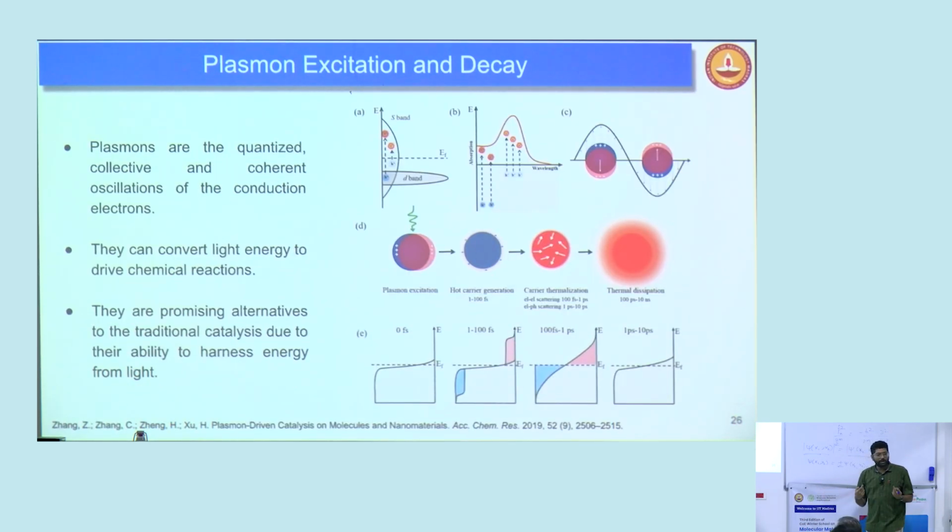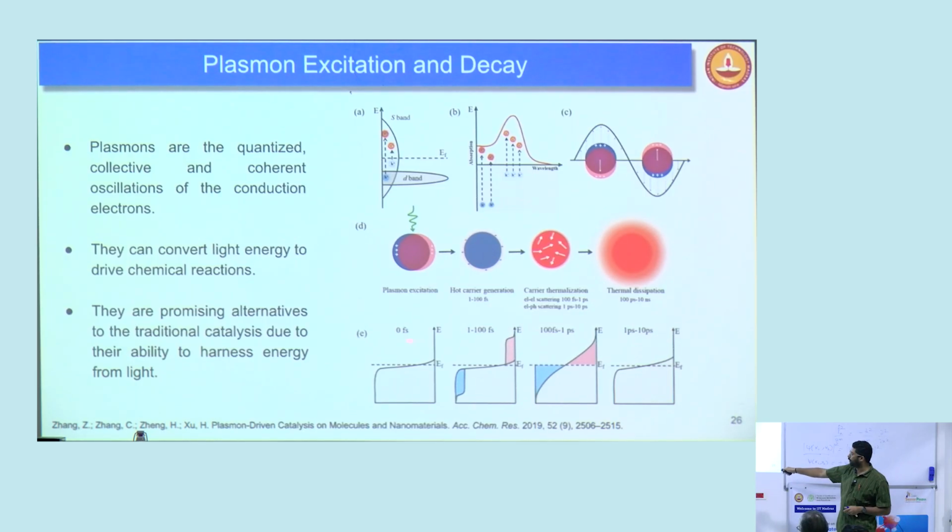So, why plasmons are interesting: they are promising alternatives to the traditional catalysis due to their ability to harness energy from the light. So, how will this whole thing happen? If you assume that you have formed this plasmon in a time on the order of 1 to 100 femtoseconds, there will be a hot carrier generation. So, hot carriers means the energies.